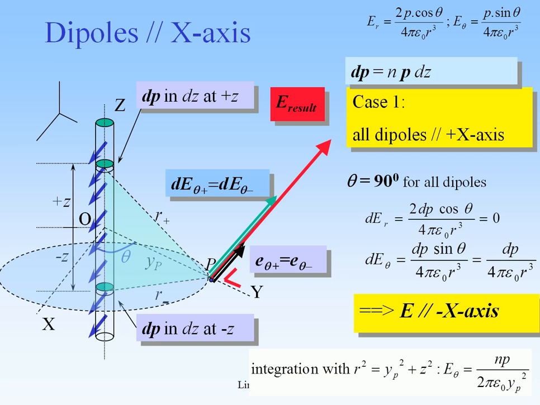When you perform the integration using r squared is yp squared plus z squared, Pythagoras, in this triangle here, we arrive at a result of E is np over 2 pi epsilon naught yp squared.